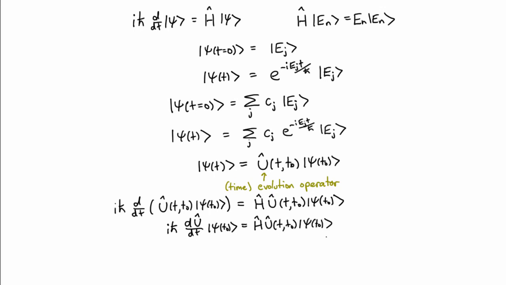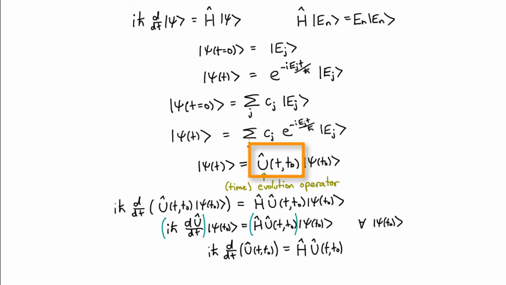So this equation is true for all possible states. And if this is true for all possible states, then the bit in the brackets here must be true in general. So we have, which means that we can work out how this evolution operator evolves over time. We also know its initial state very simply. If this is t0, t0, then what we're doing is trying to evolve the state at t0 to the state at t0. So this has to be the identity. So when t equals t0, this is just the identity, and then as we change t, it follows this differential equation, and so we can work it out for all time.